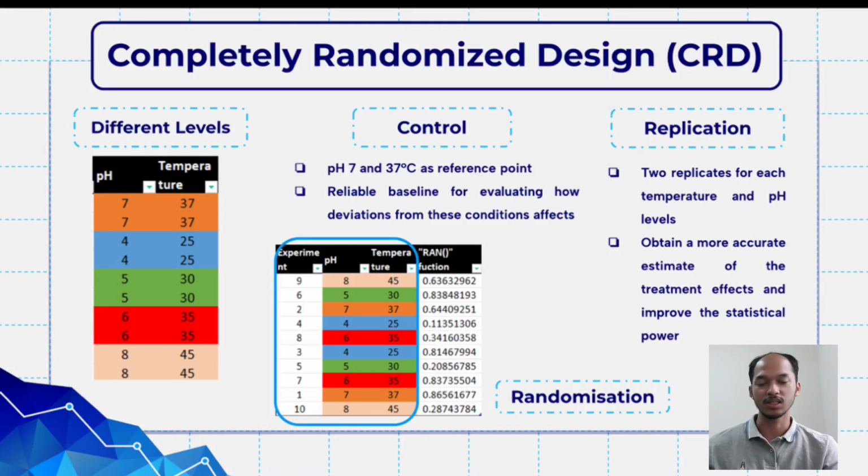Lastly, randomization is a core principle of CRD that helps eliminate bias in treatment assignment. In our factorial design data, we use a randomization method that uses the RAND function, and that is done to assign different treatment combinations to experimental runs. This random assignment ensures that each treatment has an equal chance of being tested in any given run order. By randomizing the order of runs, we mitigate potential confounding of variables that could influence our results, and by doing that, we increase the validity of our conclusions.